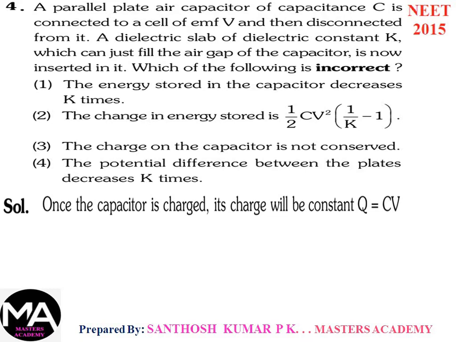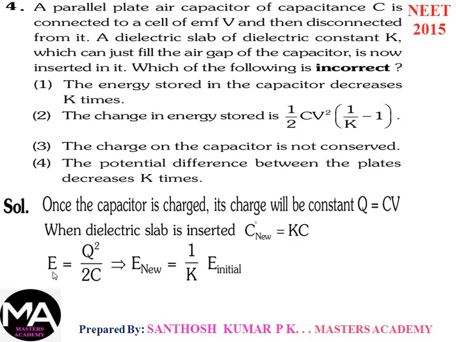We know that once the capacitor is charged, its charge will be constant because Q is equal to C into V. When dielectric slab is inserted, the new capacitance will be equal to K into C. So energy of the capacitor is E is equal to Q square by 2C, which implies the new energy whenever a slab is inserted is 1 by K into E initial because the new capacitance becomes K into C. The potential is V is equal to Q by C. New potential is 1 by K into V because again C becomes K into C.